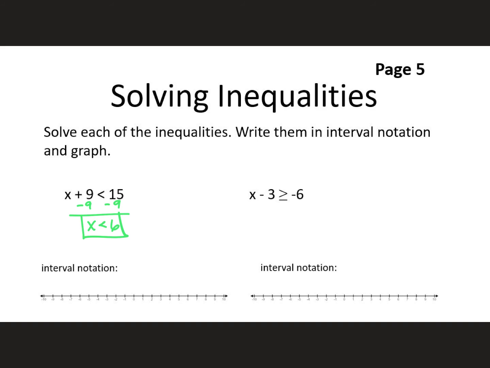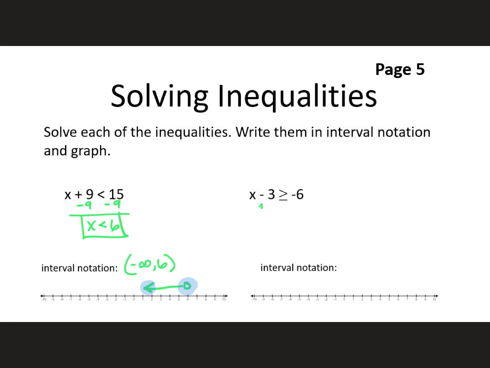The interval, I'll write the interval after I draw the graph here. So I'm going to go to 6. I have an open circle, and then it needs to point towards the x's that would be smaller, which would be to the left. Now when I write the interval, I'm looking at the two ends of the graph. There's the arrow, there's the open circle, and that tells me what I need to write the interval. So this starts at negative infinity, it ends at 6. There'll be a parentheses on the 6 and a parentheses on the infinity.